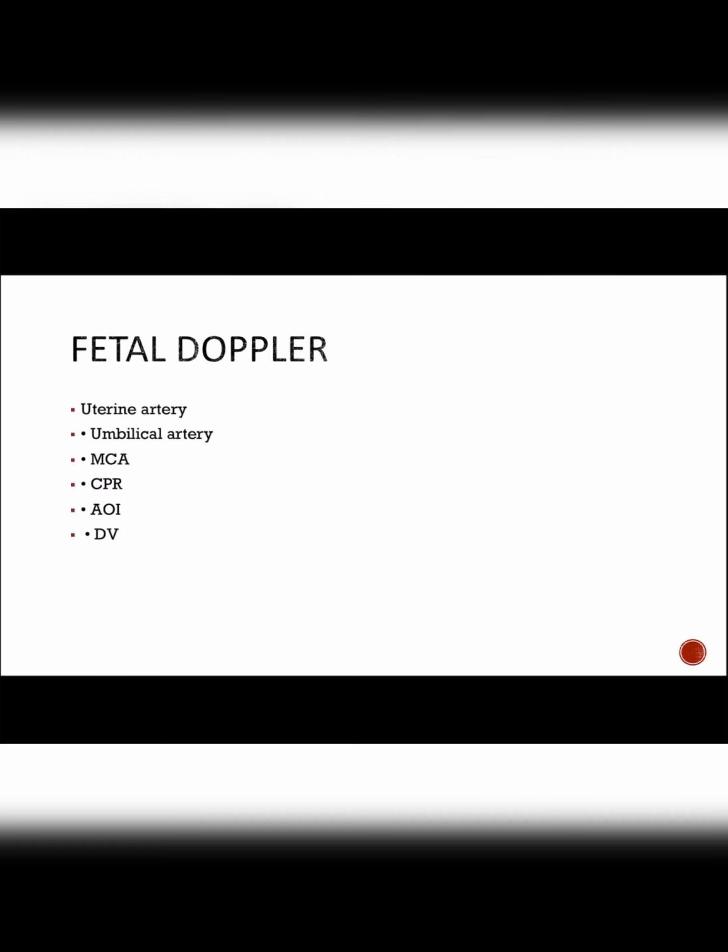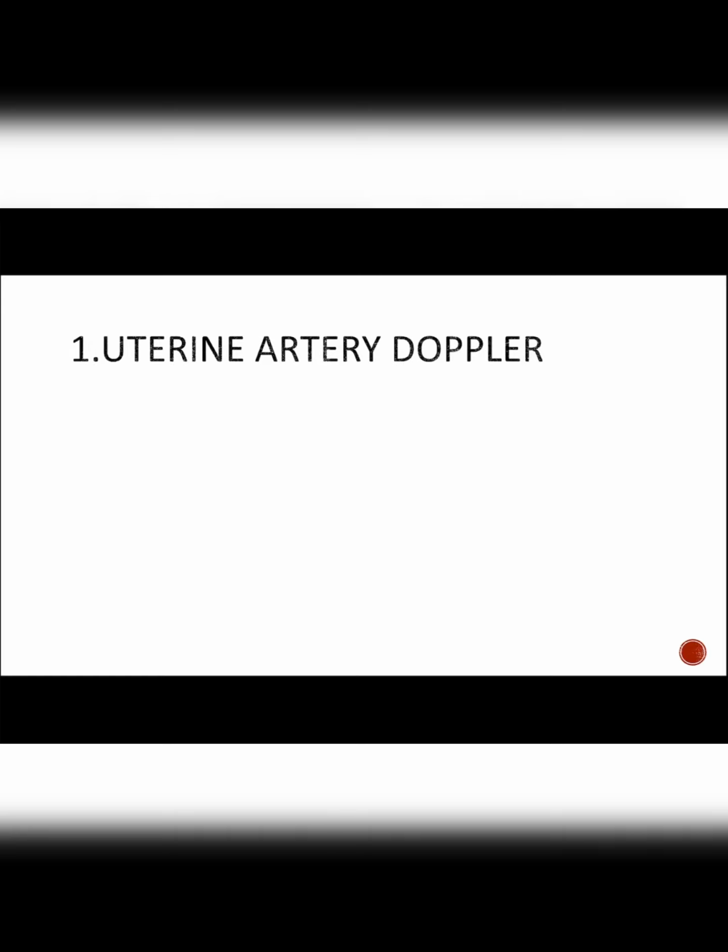Now let's move on. Where all do we calculate fetal Doppler? I told you we calculate fetal Doppler in various arteries going from the mother to the baby. One such artery is obviously the uterine artery. Then comes the umbilical artery. Then in the fetus comes the middle cerebral artery. This is the cerebral placental ratio, I will teach you how to calculate it. And this is the aortic isthmus and the ductus venosus flow.